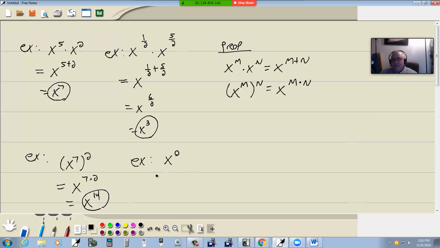Now if you have something to the 0 power, anything to the 0 power is always equal to 1. And I'm going to put that up here as an actual property. So that's equal to 1. Now let me erase this, then we'll look at some more.